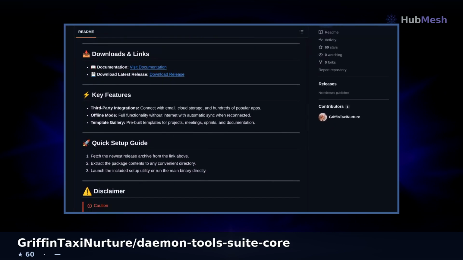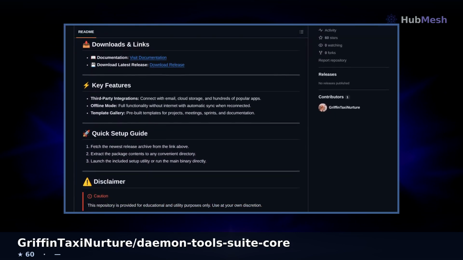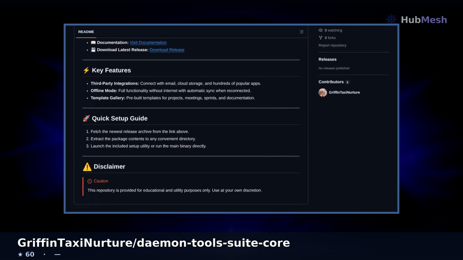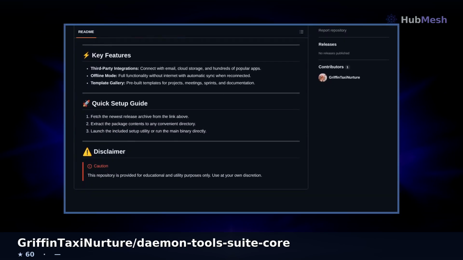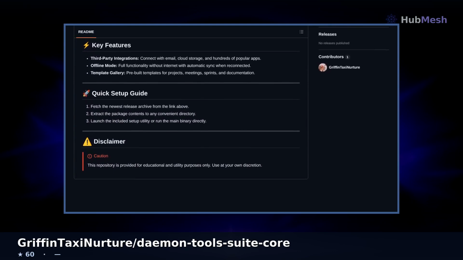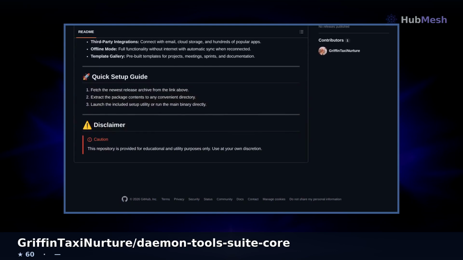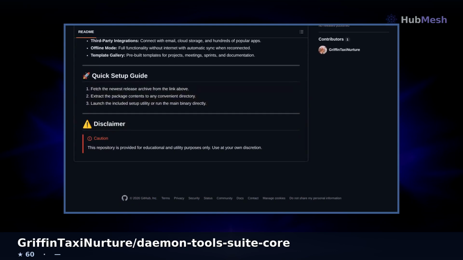You can visit the documentation or grab the latest release directly from the official links. You can connect your email and cloud storage while working offline with automatic synchronization. Simply fetch the newest archive and run the setup binary directly to start working in seconds.